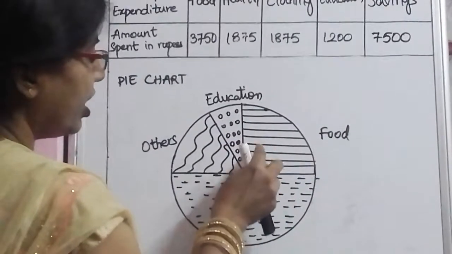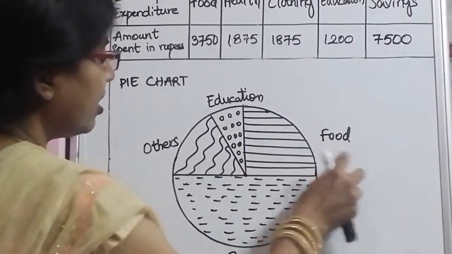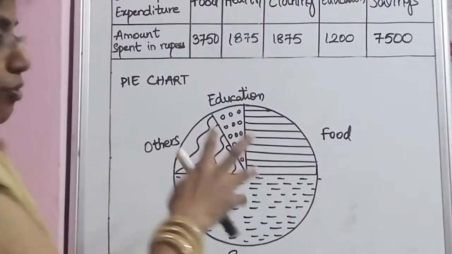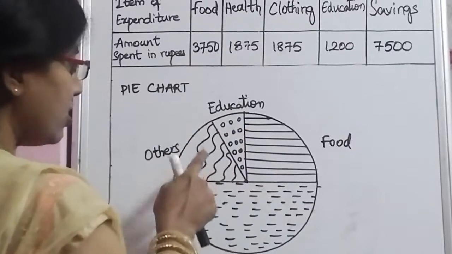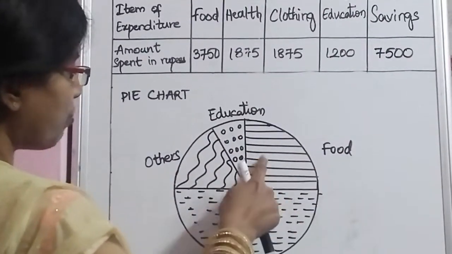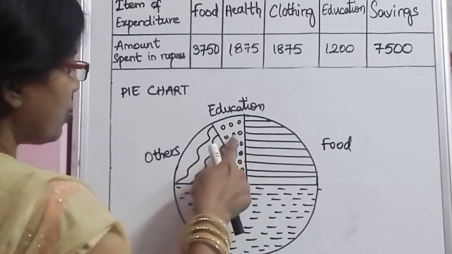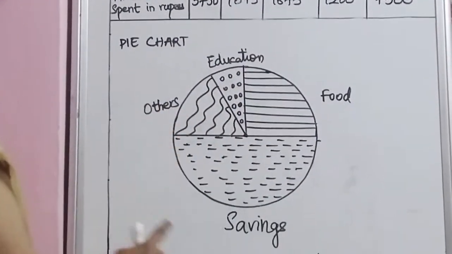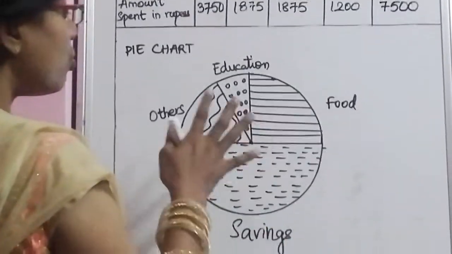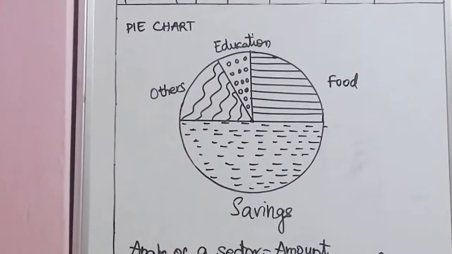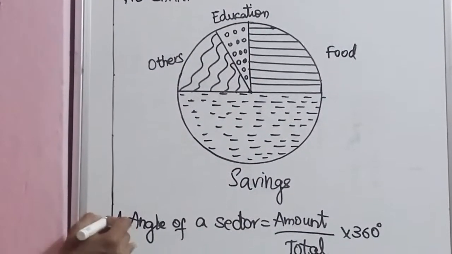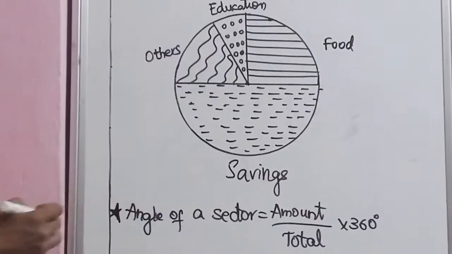So here for each sector there is a different shading given to distinguish the sectors from each other. Okay. So here food is one sector, education is one sector, others is one sector, savings is another sector. Okay. So to find out the angle of a sector, there is an important formula which you have to remember to draw a pie chart.